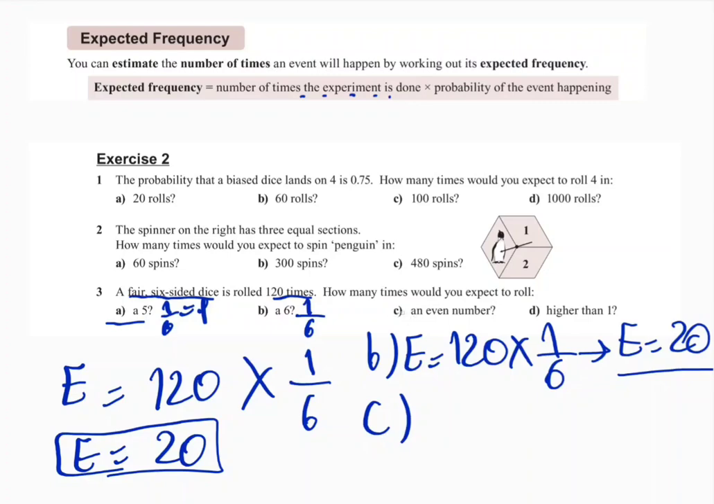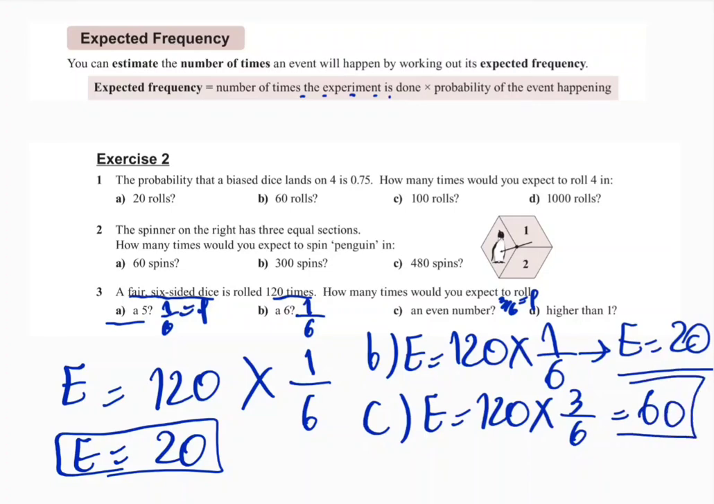Now part C, it says getting an even number. So we should read the question carefully. In a dice, there are 3 even numbers, which means that the probability of getting an even number is simply 3 over 6, in a fair six-sided dice. Now, working out the expected frequency of that, that's going to be 120 times 3 over 6, and that gives me 60. So that's our expected frequency of getting an even number.